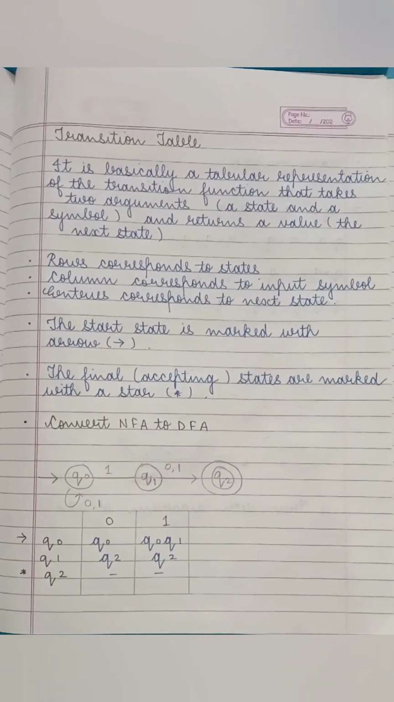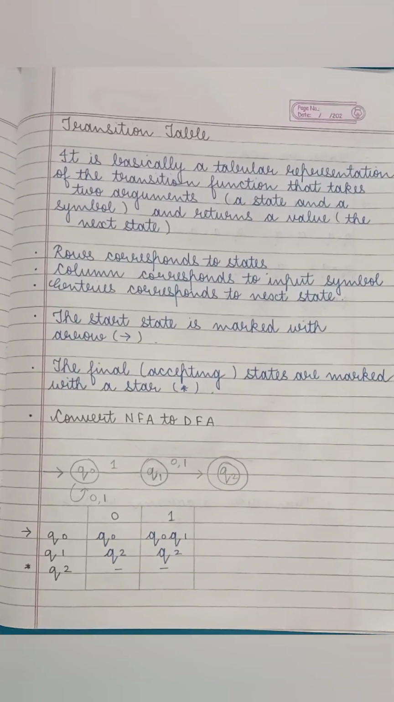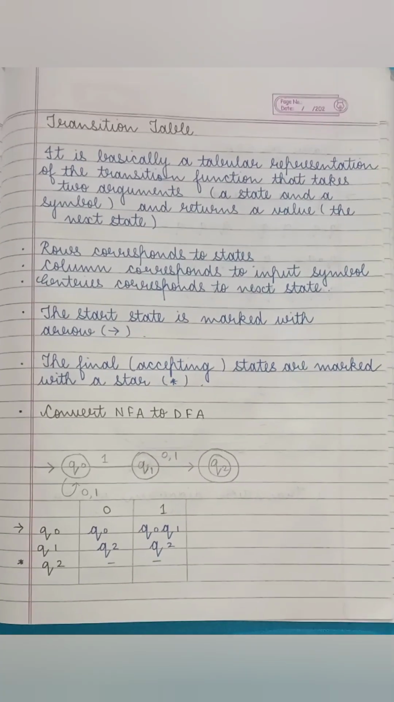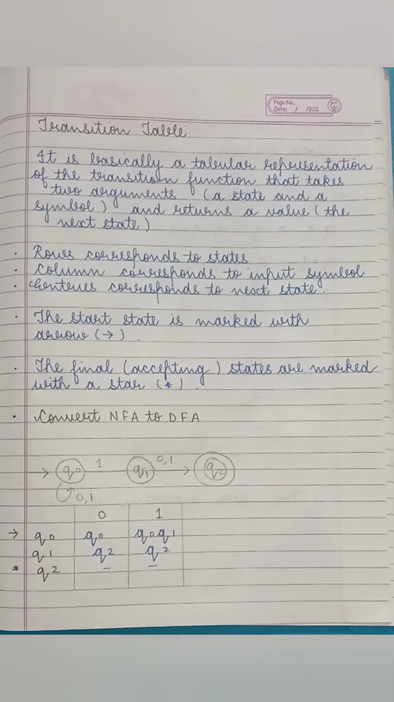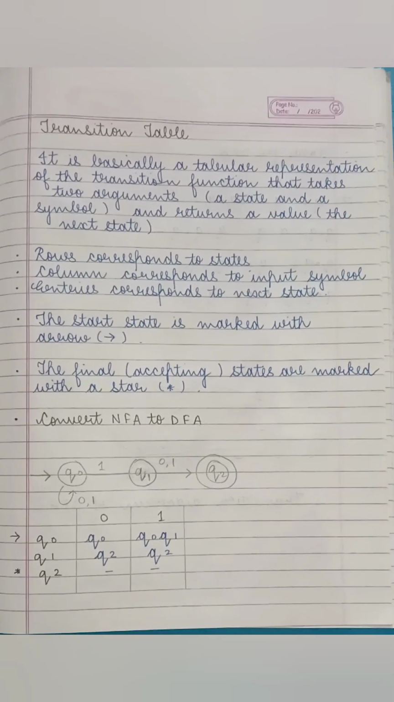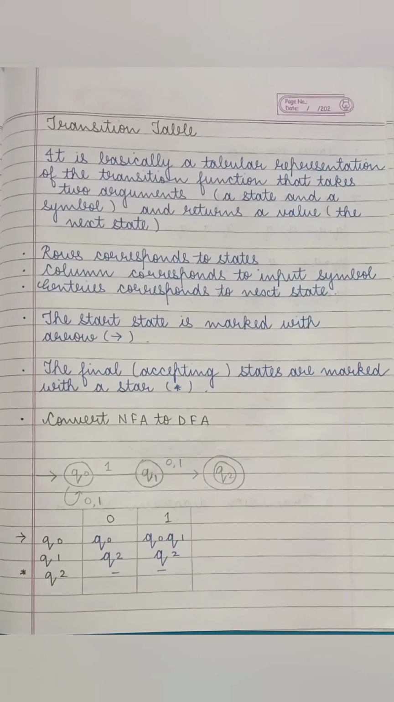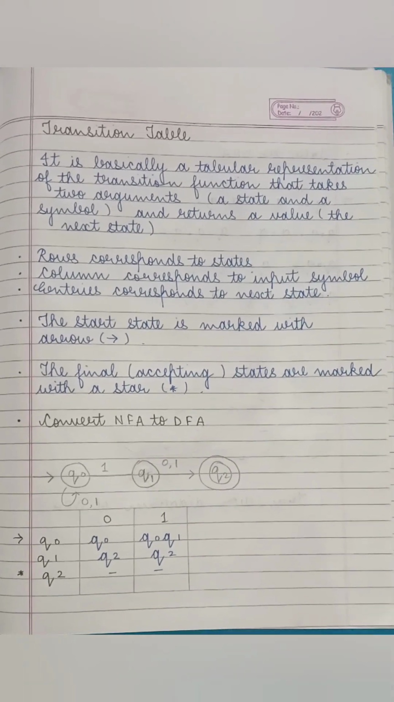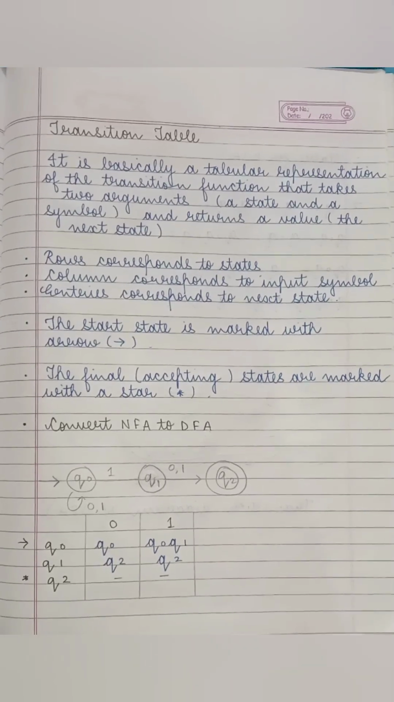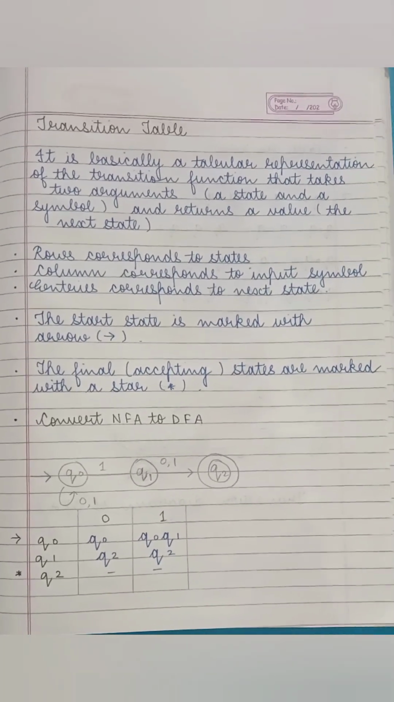Now to convert the given NFA to DFA. Here we are given three states which are Q0, Q1 and Q2. Now representing the given NFA in form of a transition table, we see for Q0, for 0 input value it goes to itself, that is Q0, and for 1 it goes to both Q0 and Q1, and Q1 for 0 goes to Q2, and for 1 also it goes to Q2.